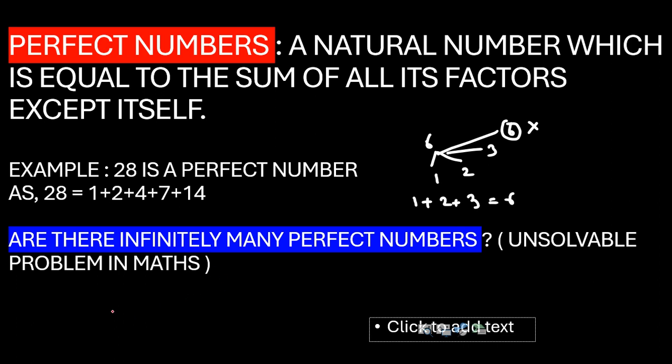What about the number 4? 4 has the factors 1, 2 and 4. Except 4 itself you have 1 and 2. So 1 plus 2 is not equal to 4. So the number 4 is not a perfect number. Don't confuse it with a perfect square. I am talking about perfect numbers.